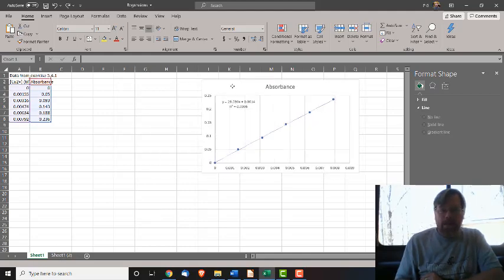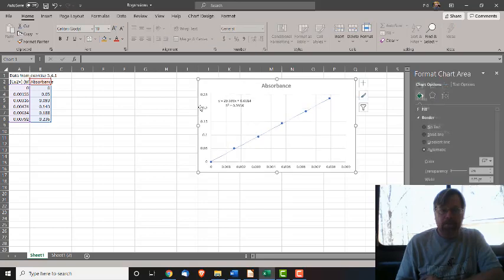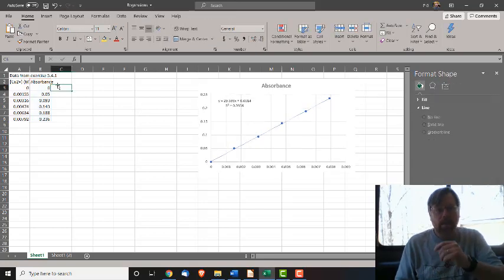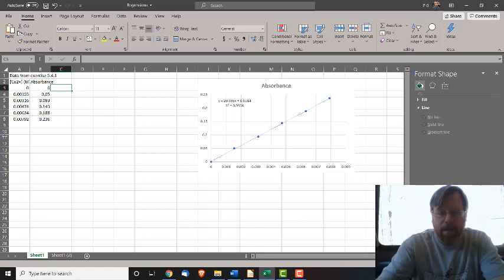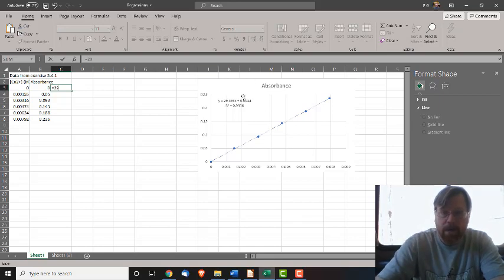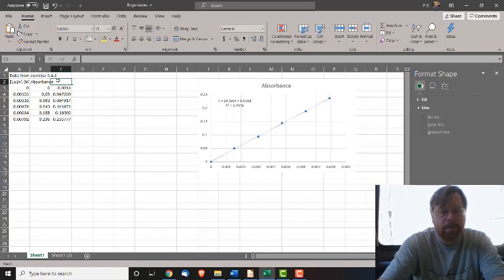Another thing to look at when you're doing this is the residual. One of the things I can do is take the equation here off of my graph and program that in. Got it programmed in, and calculate a predicted absorbance for that.